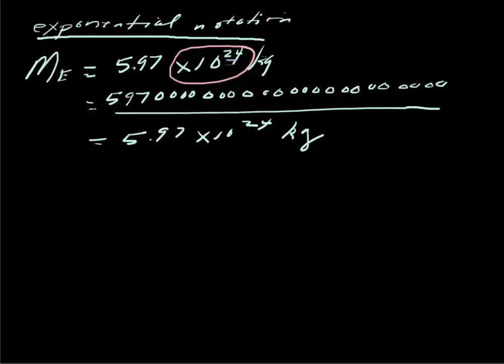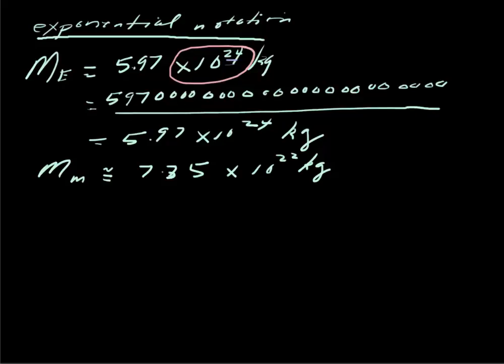We also, just to use another example, we have the mass of the moon. That's 7.35 times 10 to the 22nd kilograms. And here we have an example of kind of a division problem.